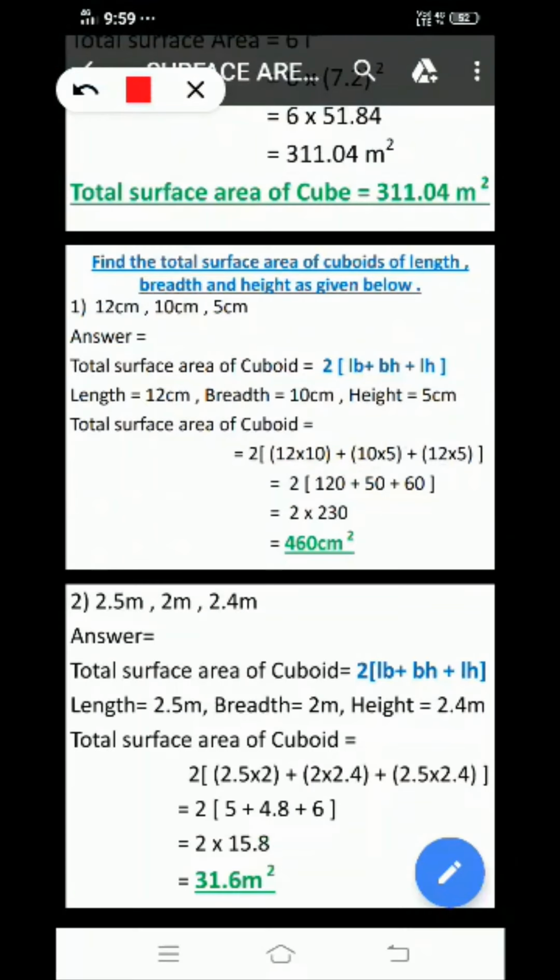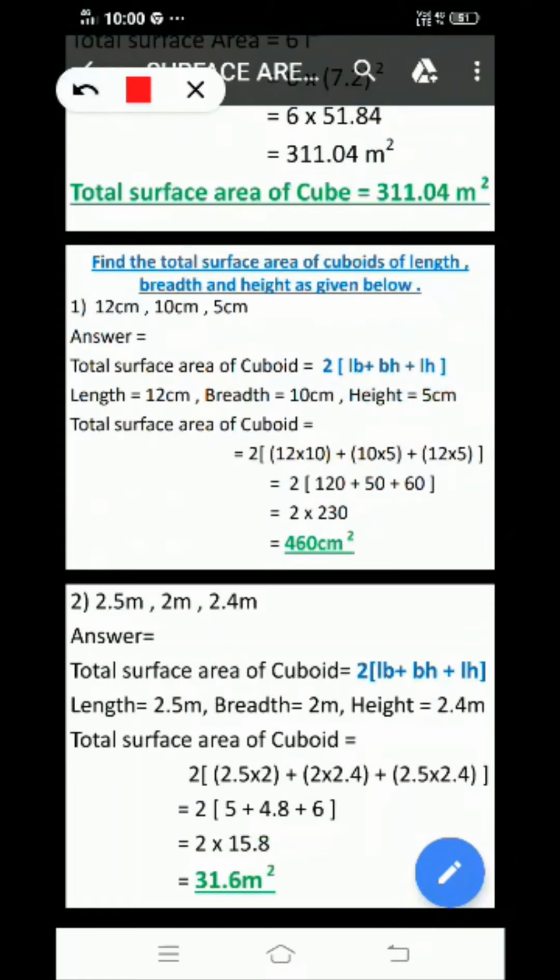Find the total surface area of cuboids of length, breadth and height as given below. If they have given you the length, breadth and height of a cuboid, in that case you have to use the formula 2 into bracket length into breadth plus breadth into height plus length into height. This is very important. If there is no sign mentioned here, it means the sign is multiplication.